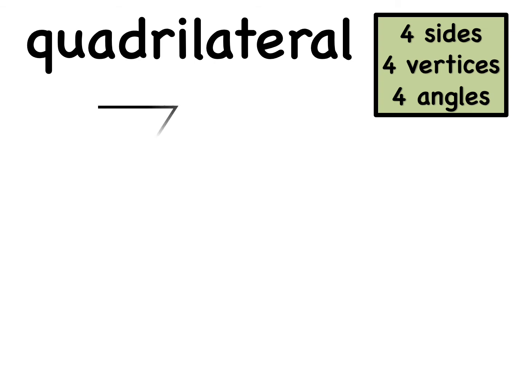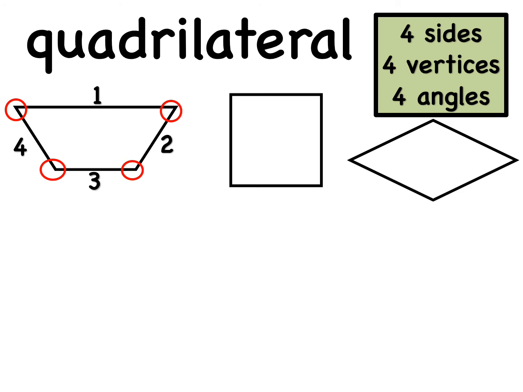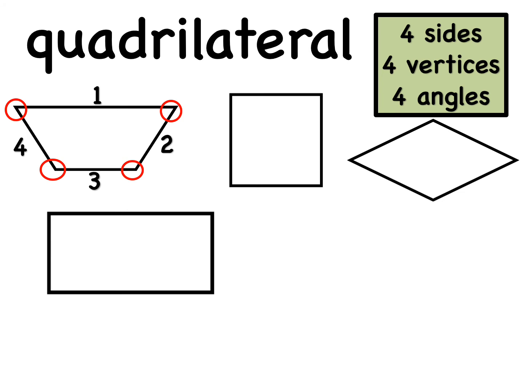Let's show you. Here's one example of a quadrilateral. It has 1, 2, 3, 4 sides. And it has 1, 2, 3, 4 vertices. This is also a quadrilateral, boys and girls, because it has 4 sides. This is a quadrilateral. This is a quadrilateral. All of these shapes have 4 sides. They all have 4 vertices, and they all have 4 angles.